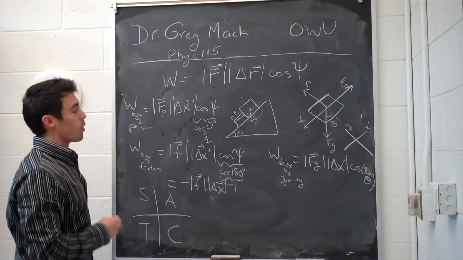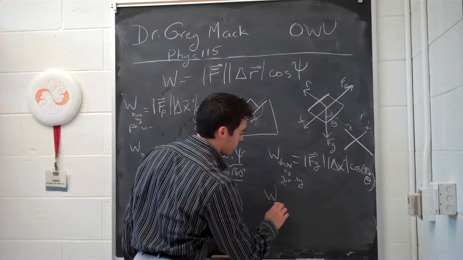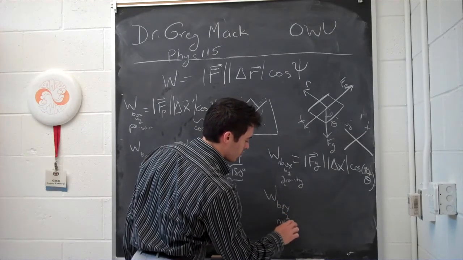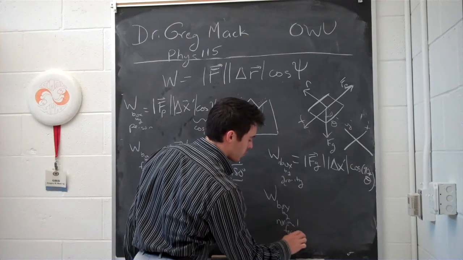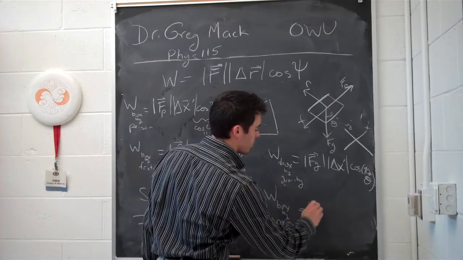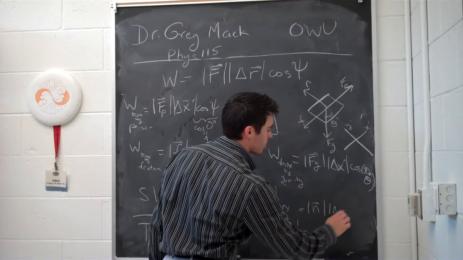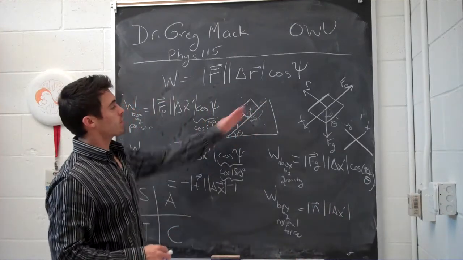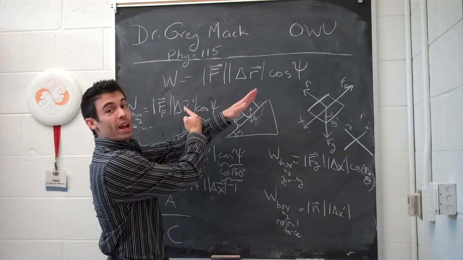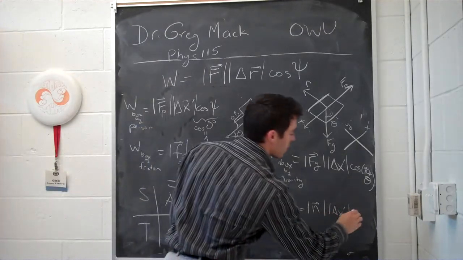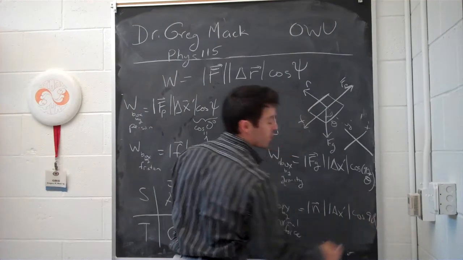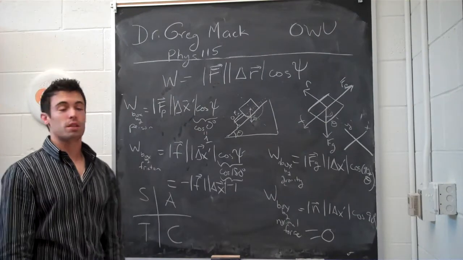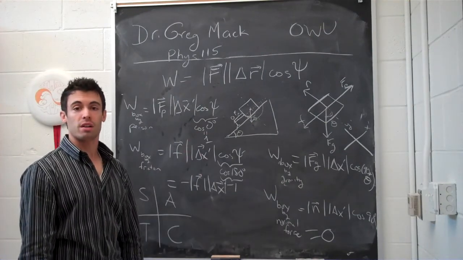Now, the work done by the normal force is going to equal the normal force times displacement times the cosine of psi, being the angle between them. The displacement's going this way, the normal force is pointed up, that angle is 90 degrees. So that's the cosine of 90, which is 0. So the work done by the normal force is actually 0. It's not contributing any work to the box.